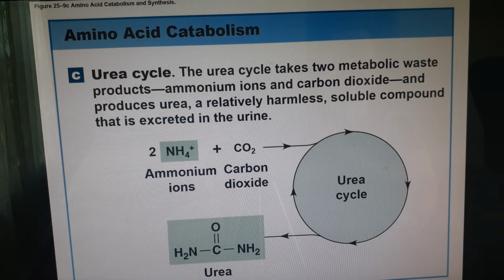So this is the urea cycle, and I'm not going to ask you any details. What we do, we take 2 ammonium ions plus 1 carbon dioxide. It goes through a series of enzymes, and we end up with this molecule here, urea.